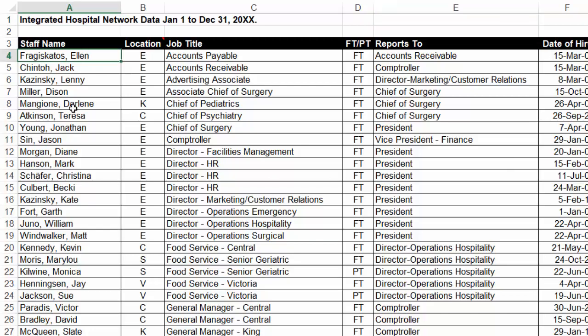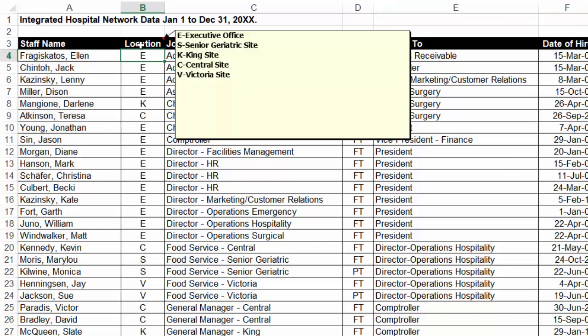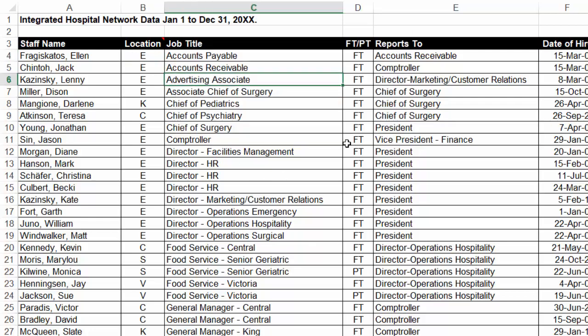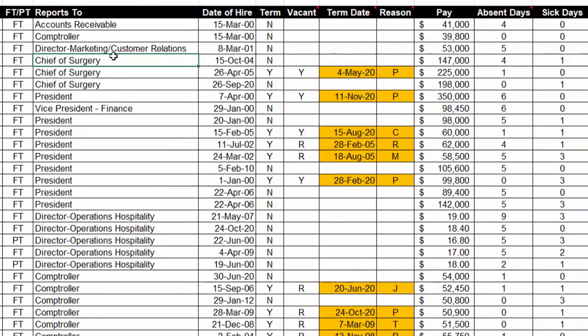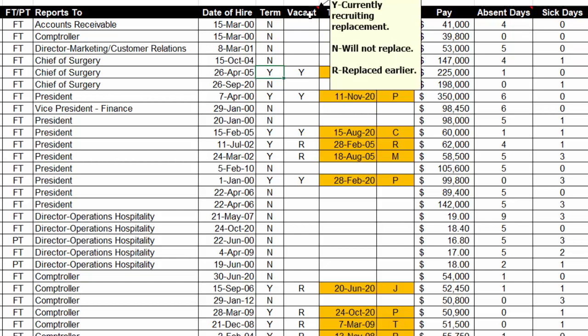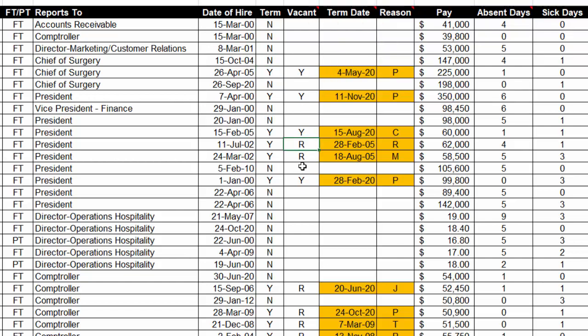There's a name of the person, there's a location, and if you want to just look up here, just move your mouse on the heading. It tells you the name of the location, what the job title is, full-time, part-time, who they report to. That'll become important. Also the date we hired them and whether they've been terminated or not. And the vacant means that, yes, it is vacant. We are currently looking. N means we're not going to replace them. The person has left. And R means that we've already replaced that person earlier.